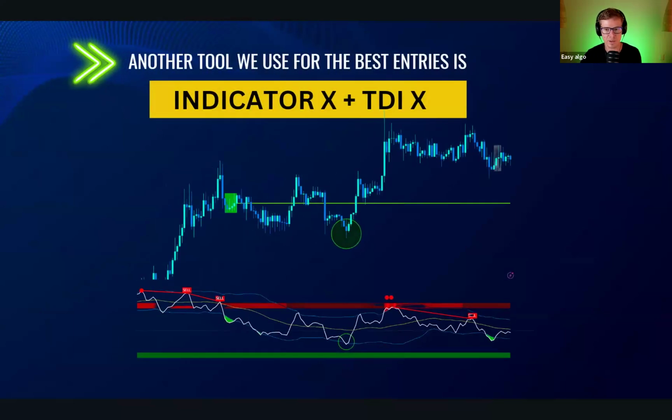So another tool we use to find these best entries is Indicator X. Now, Indicator X is one of our more advanced indicators, but I just wanted to give you a little highlight of how it works. It is also a fantastic tool. It is a price action tool, and it's actually based on what we call the master pattern concepts.